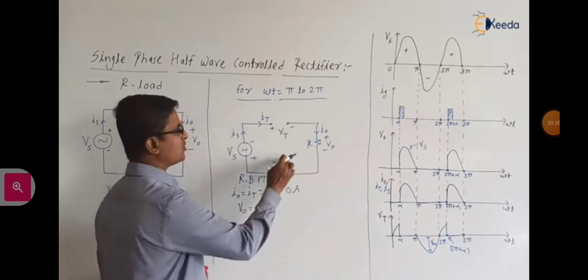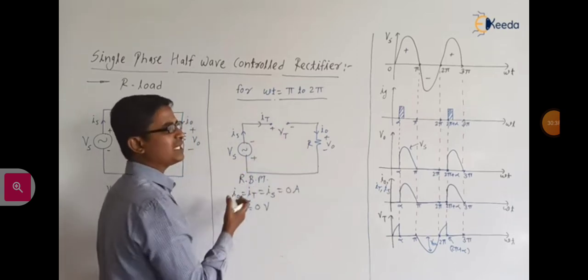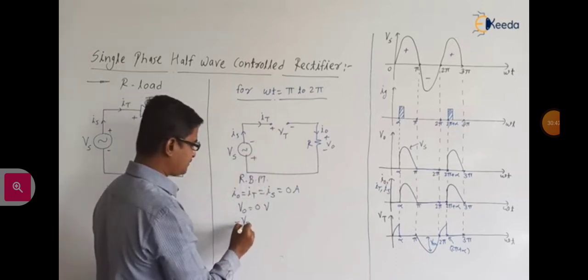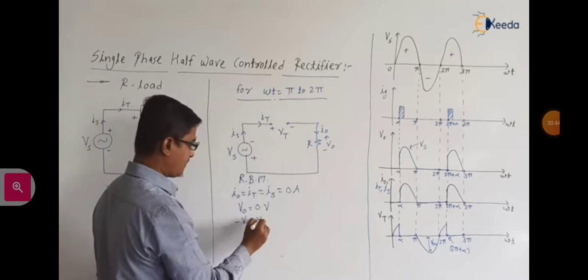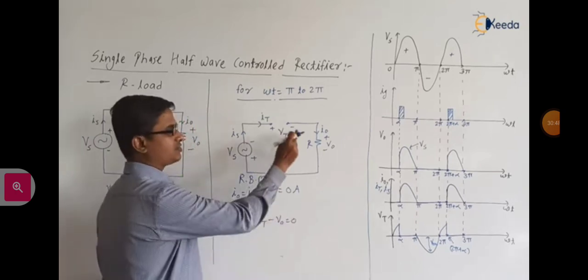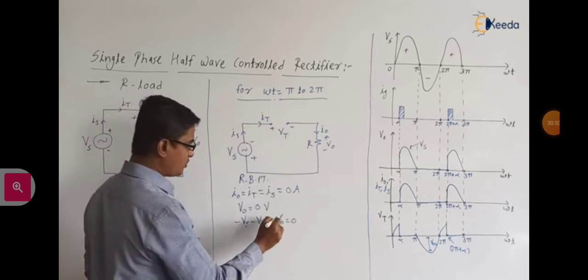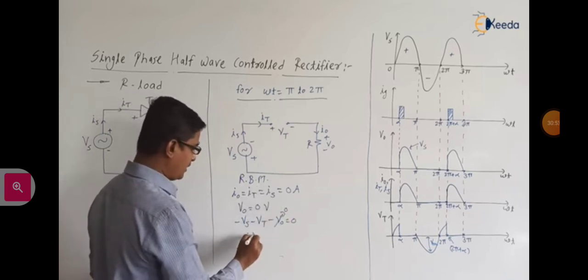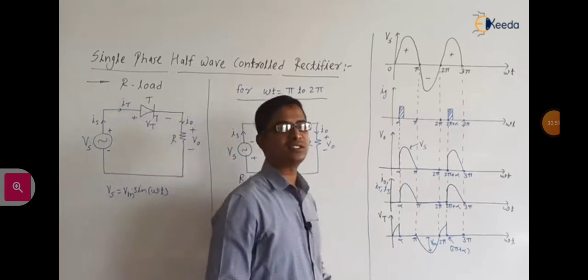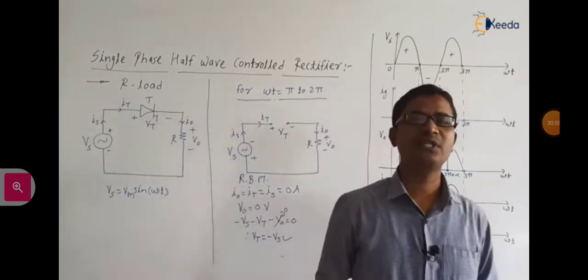Next, if V0 is 0 volt, what is Vt? We can apply KVL and find Vt. The KVL equation for this loop is minus Vs minus Vt minus V0 equal to 0. Out of this, V0 is 0, so we can write Vt equal to minus Vs. So the voltage across the thyristor will be the reverse voltage.